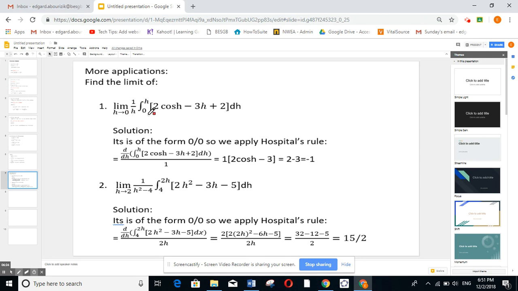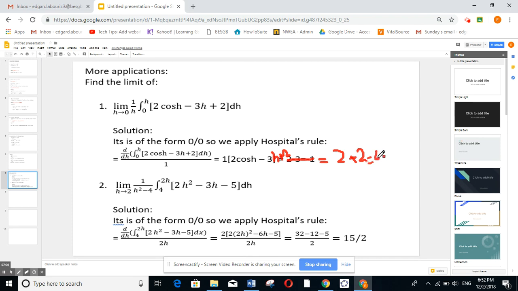So we derive up over derivative down. Derivative of h down is 1. Derivative of this integral, as we said, because I have h, derivative is 1. I replace every h by h, so nothing will change. 2 cosine h minus 3h plus 2. Here I have, sorry, minus 3h plus 2. I have a mistake. So now, if you replace h by 0, what do you get? You're going to get 2 minus 3h is 0, okay? And plus 2, you have here plus 2, you're going to get 4.